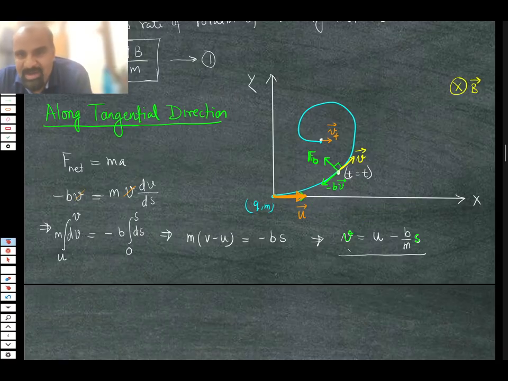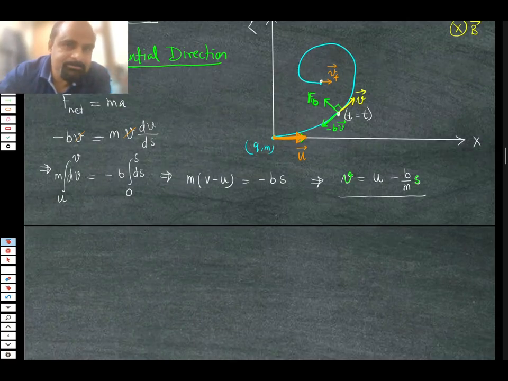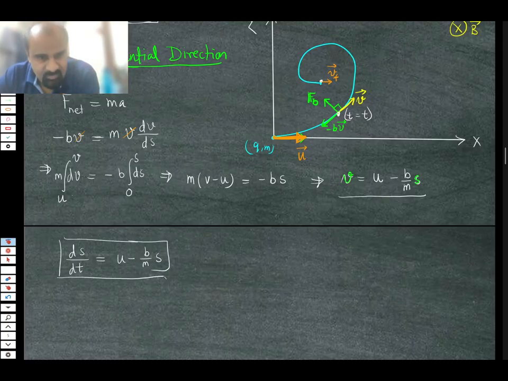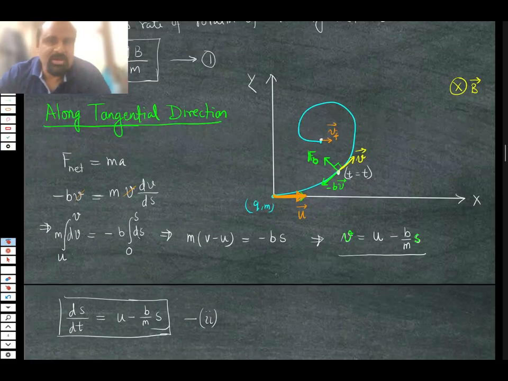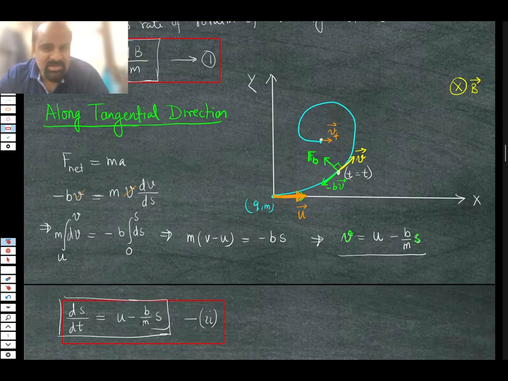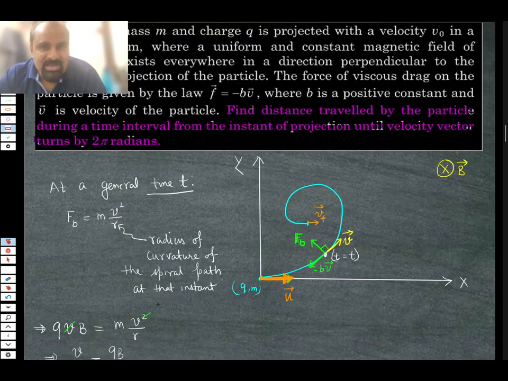Now I'm going to write v as ds by dt. I think we should be almost done. So ds by dt is equal to u minus b by m into s. Call this equation number 2. I'm more excited because I think we are in the right direction. This was equation number 1, this is equation number 2. If I divide them, then dt should get cancelled, and you will get s in terms of theta.